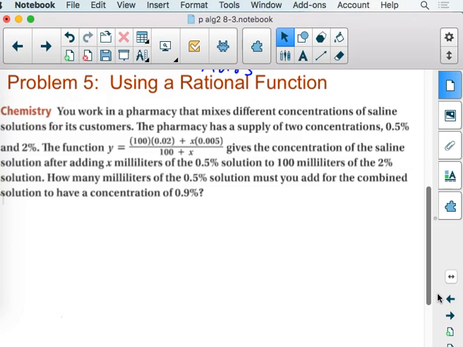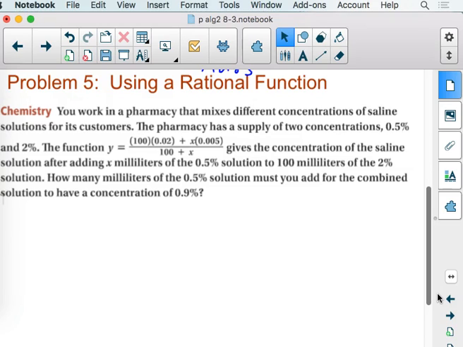You work in a pharmacy that mixes different concentrations of saline solutions for its customers. The pharmacy has a supply of 2 concentrations, 0.5% and 2%. This function, right here, gives the concentration of the saline solution after adding X milliliters of the 0.5% solution, so that's this one right here, to 100 milliliters of the 2% solution. How many milliliters of the 0.5% solution must you add for the combined solution to have concentration of 0.9%?